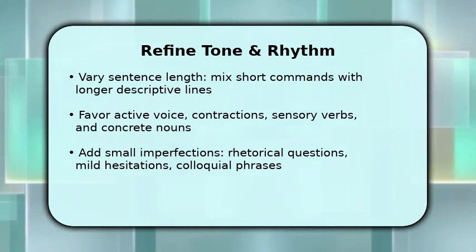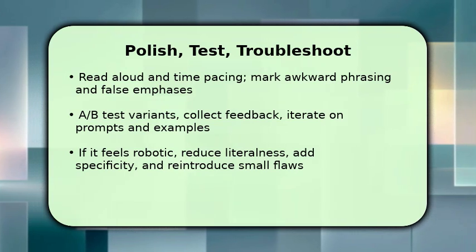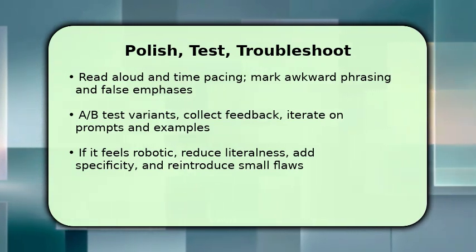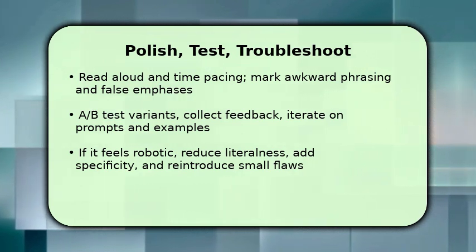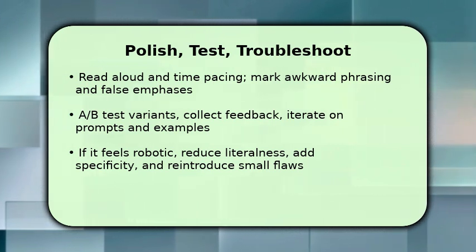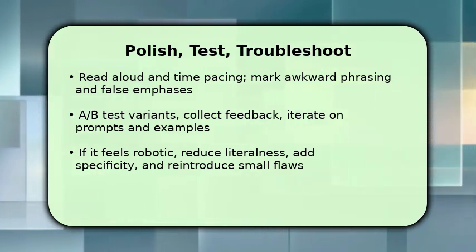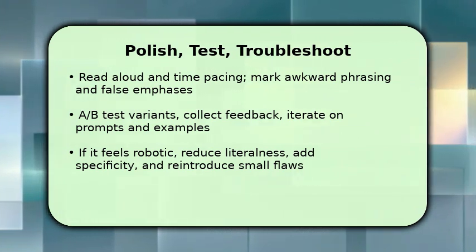You finish by testing and polishing. Read the output aloud to catch stilted rhythm and unnatural stress. Note where to shorten or expand sentences. Then A/B test 2-3 prompt variants and gather quick feedback from real readers. Once done, iterate. Tweak persona notes, swap words for concrete examples, and simplify instructions.